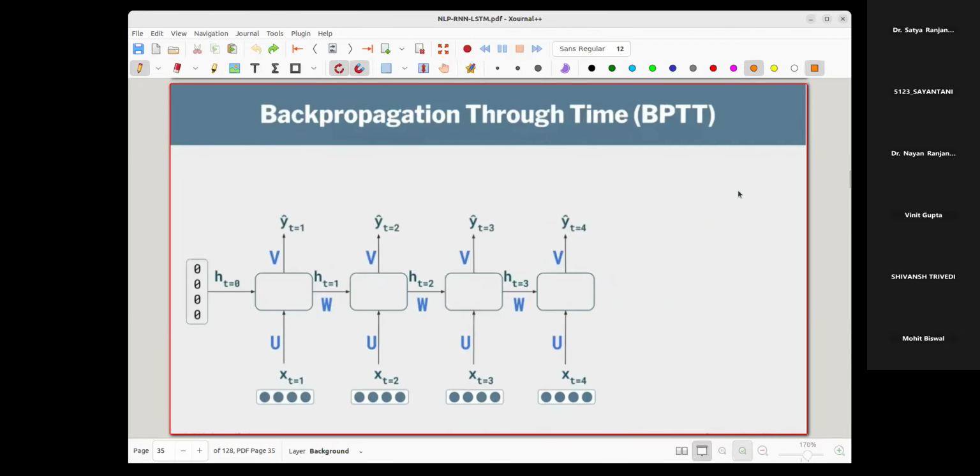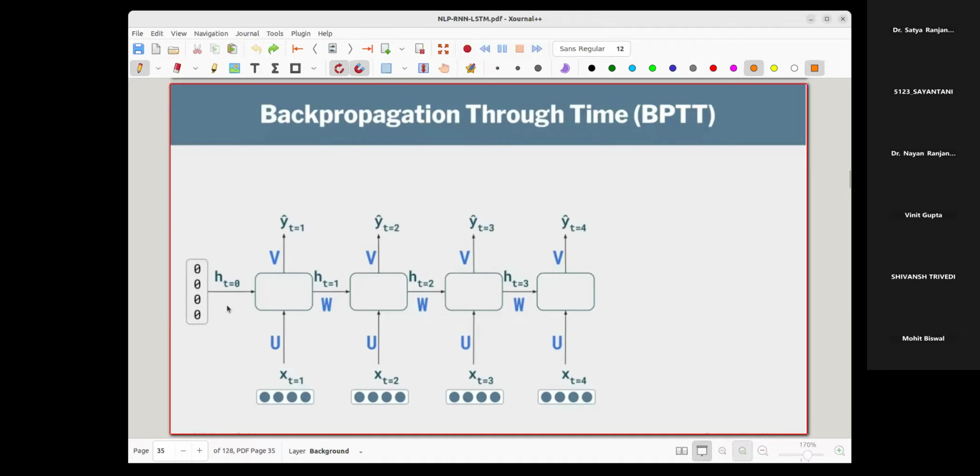Now let's see how these U, W, V, the parameters or weights, are trained. Here the training process is called backpropagation through time. In the previous neural network lecture we said only backpropagation, but here it is backpropagation through time, because at different times different outputs are produced, and we have to go through the previous time steps in order to fully update all the values of U, W, and V.